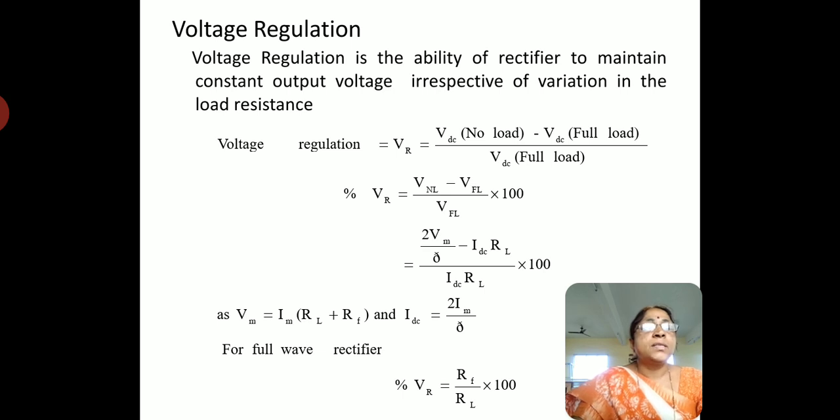Then after substituting the value of VDC with no load, which is equal to 2 Vm by pi, and VDC with full load, which is equal to IDC into RL, by substituting these two values, we get the percentage of regulation equal to RF by RL into 100.